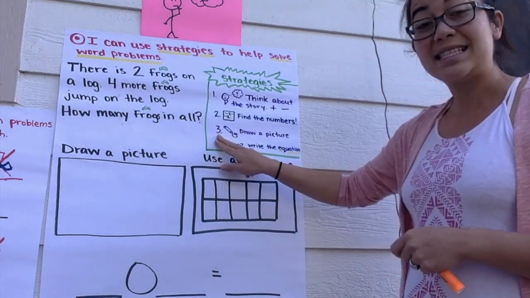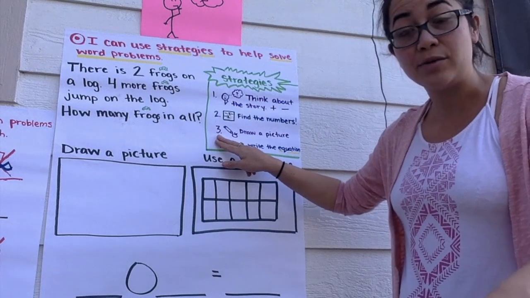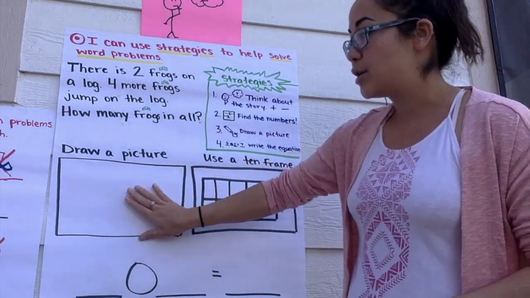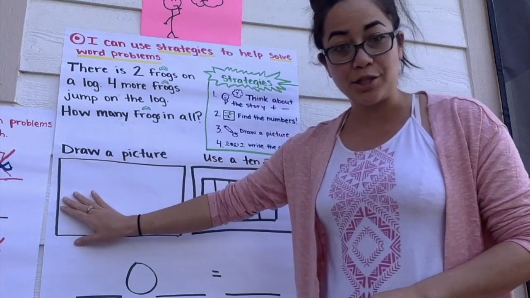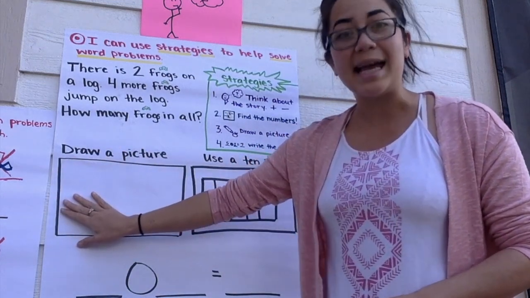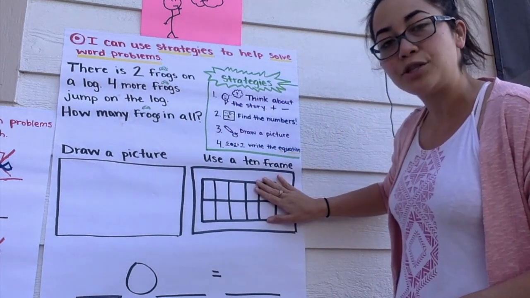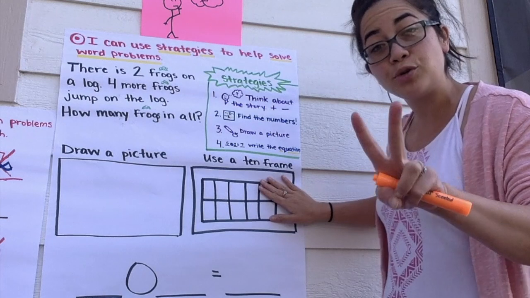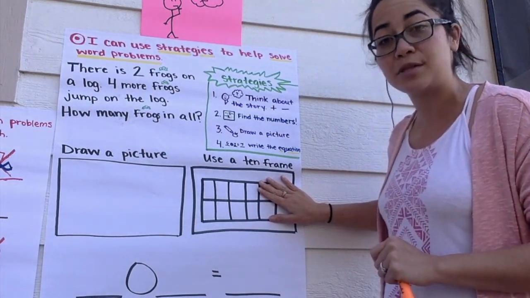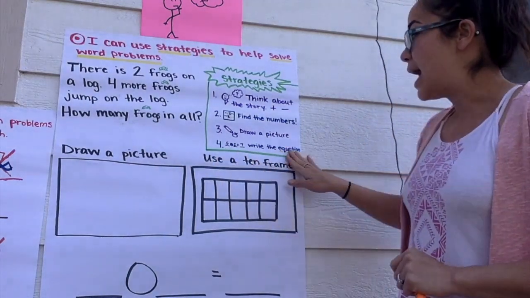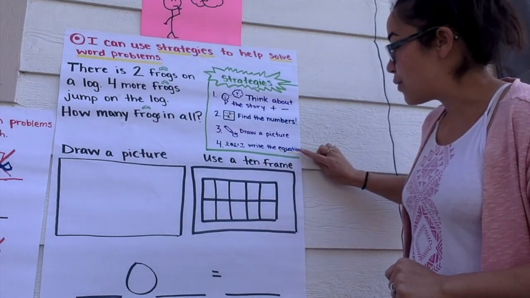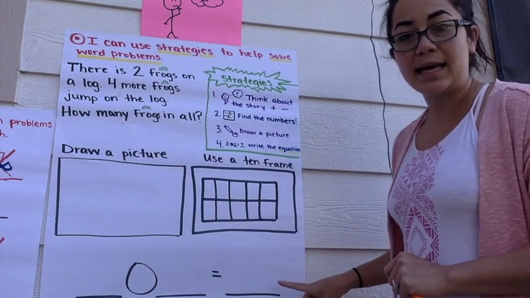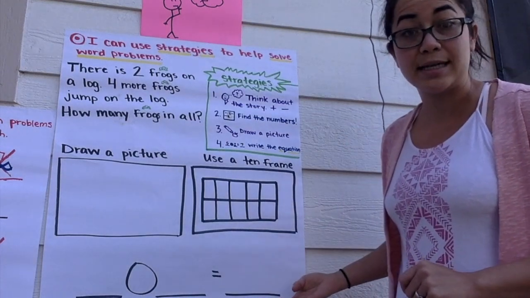Number 3, this is when I use the strategy that you guys have been using with Miss Geraldine. I draw a picture. I'm going to use this box right here to draw my picture just like you guys have been drawing, and today I'm going to teach you how to use the 10 frame to draw a picture to help you solve the problem too. That way you have 2 different ways to draw a picture to help you solve your problem. And finally, I write my equation. Now remember, our equation is our number sentence. That's what we read at the end to figure out what our answer is, okay?